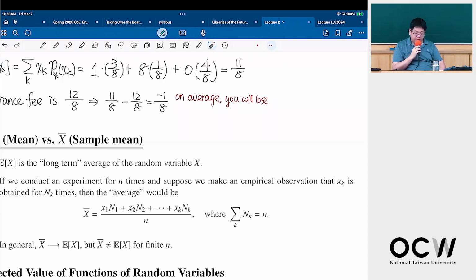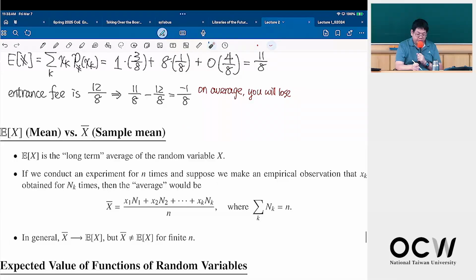For example, we want to know the average height of males in Taiwan, or the life expectancy in Taiwan. Then we will find maybe 10,000 people to find that mean. That is the sample mean. And in general, this sample mean will converge to the expectation, the true mean. But they are not equal if I have a finite n.